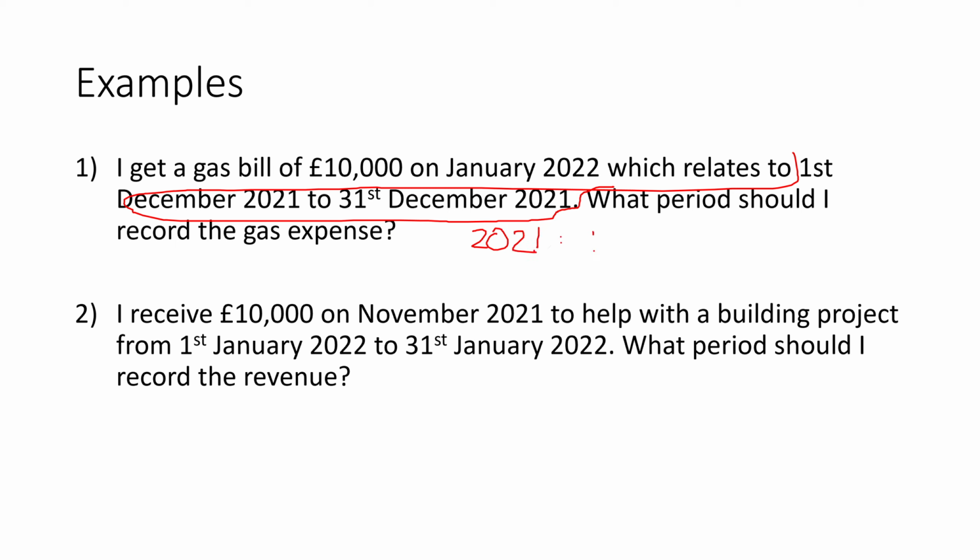So we would do debit expense 10k, and then credit accruals 10k. So we would do this in 2021.